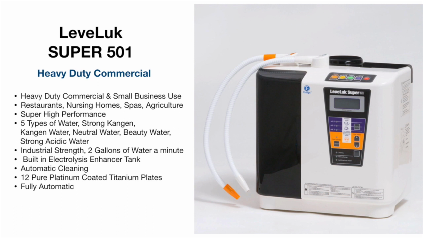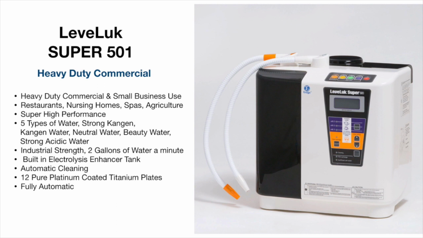Well, it is a heavy-duty commercial system. Inside you have 12 pure platinum-coated titanium plates, but these plates are actually split into 2 separate compartments. In one compartment you have 5 titanium plates to purely just produce the Kangen water and the neutral water. In the other compartment, where there are 7 titanium plates, this is purely used to produce the strong acidic water, the 2.5. With all the other models where you only have 1 hose at the top, the Super 501 has 2 hoses. Now, this other hose with the orange tip over here produces purely the strong acidic water.